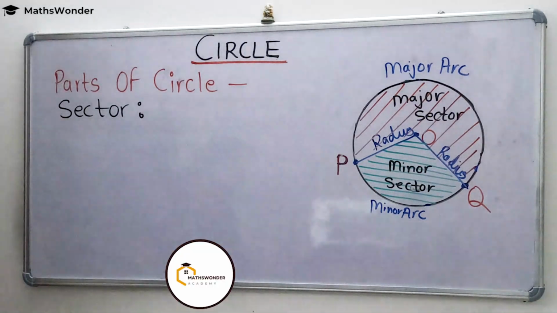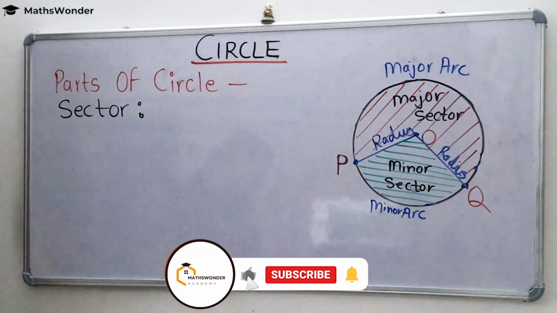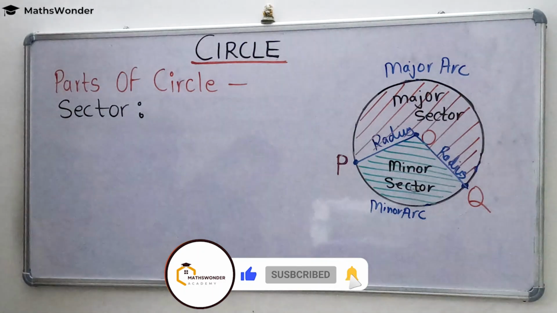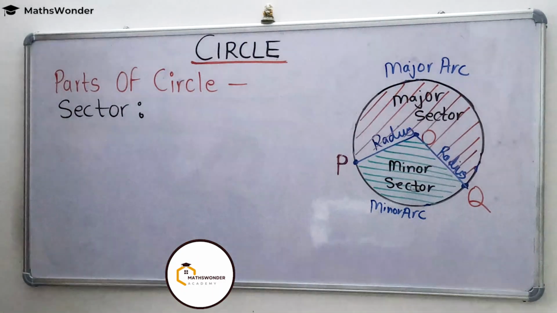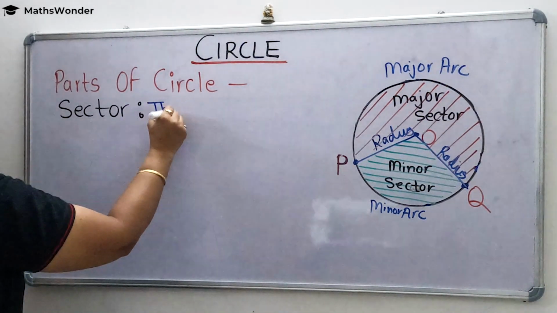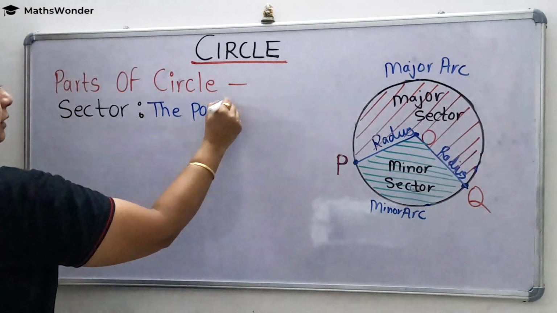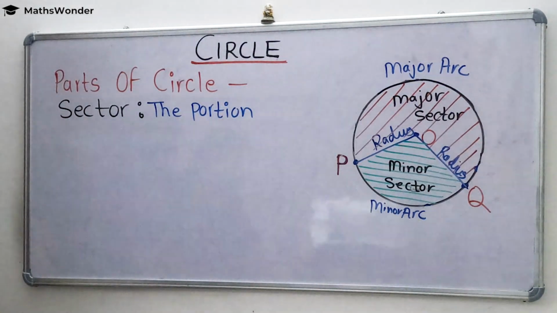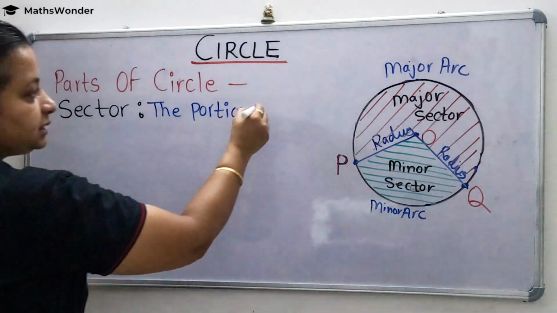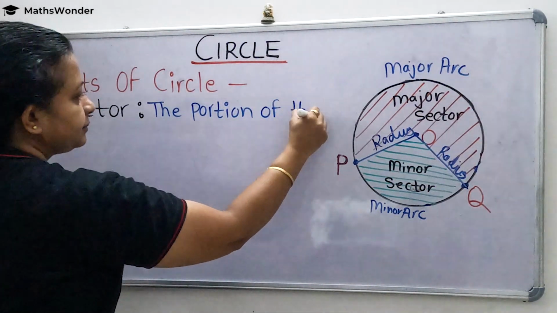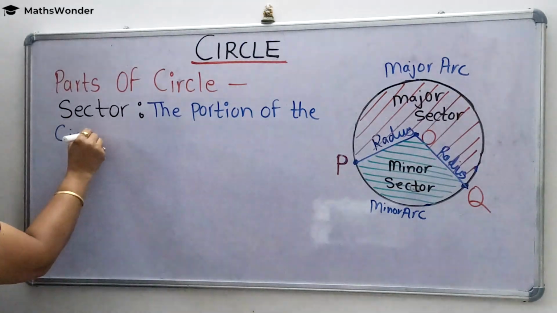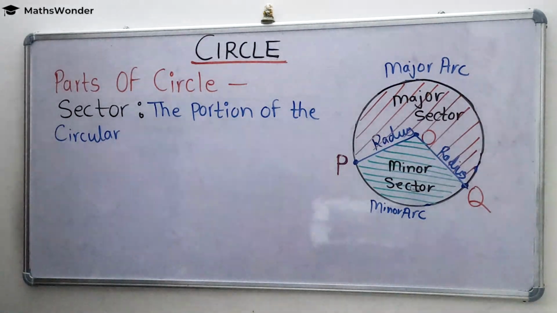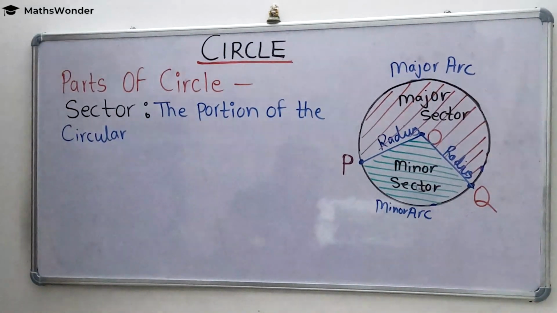You're talking a little too fast. Can you write down the definition? Yeah, of course. The portion... write down the definition. The portion of the circular region. What do you mean, reason? Region, R-E-G. Region? I thought you were saying reason.